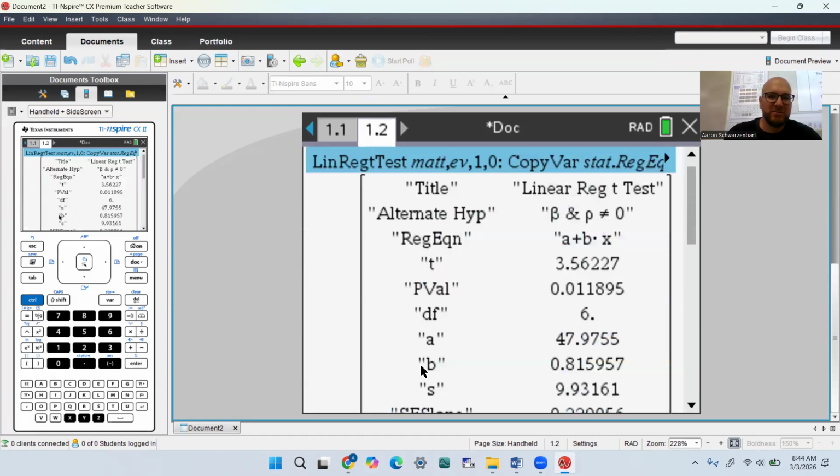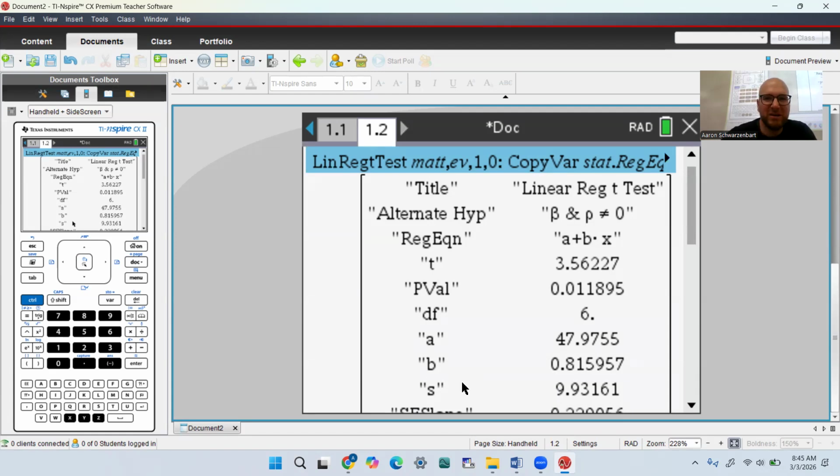Okay. Does that make sense? You're just running the test. You're testing whether the R value and the slope are 0. Yeah, it's pretty much just like the other ones. You can take it further, but they don't.